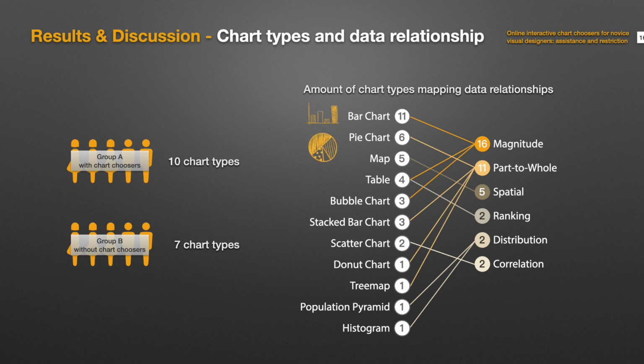Even if chart choosers assisted participants, most of them still chose familiar charts, but we can see there are still 3 more types in Group A than Group B, and 9 out of 10 participants also said that chart choosers could help them draw charts. Some participants said that if they had more time, they would use the chart chooser as well.